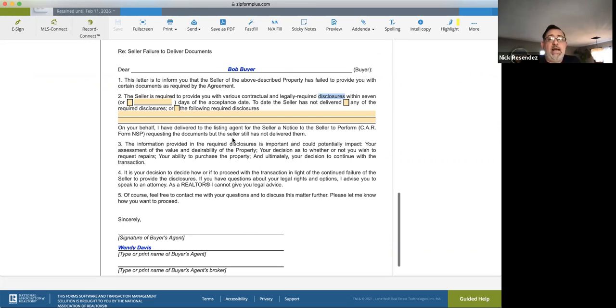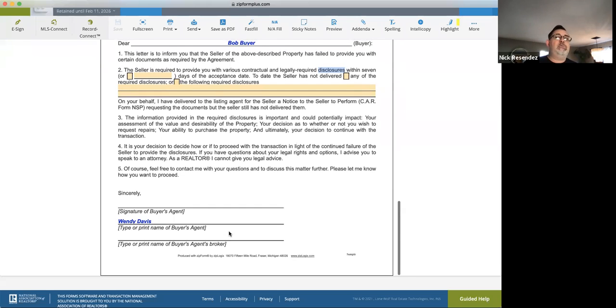It goes on to state, I've delivered to the listing agent a notice to perform for the seller to give us these documents, saying they have not delivered them yet. The stuff that's in those disclosures is very important and could impact your assessment of the value and desirability of the property. It could affect your decision as to whether you would proceed with requesting any sort of repairs. It could potentially have disclosures that could affect your ability to purchase the property and ultimately your decision to continue with the transaction. So we're saying, look, the seller hasn't given us all the paperwork they're responsible for, and there could be stuff in there that may affect your desire to buy this property.